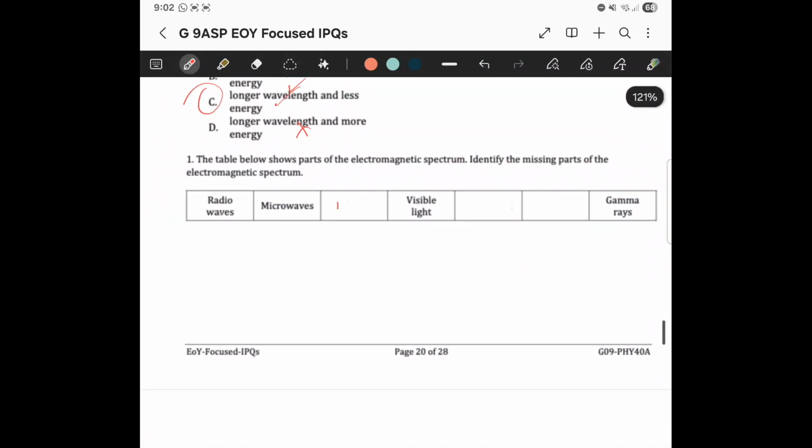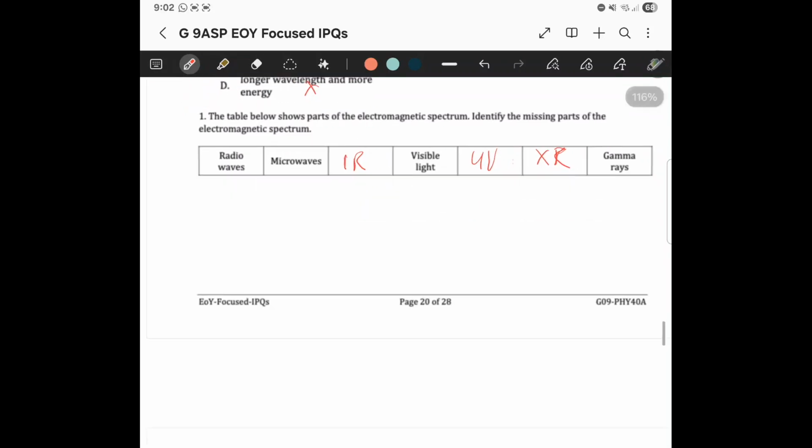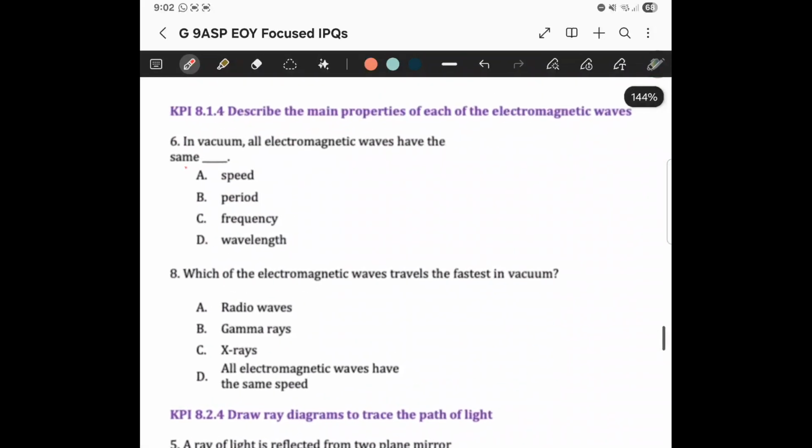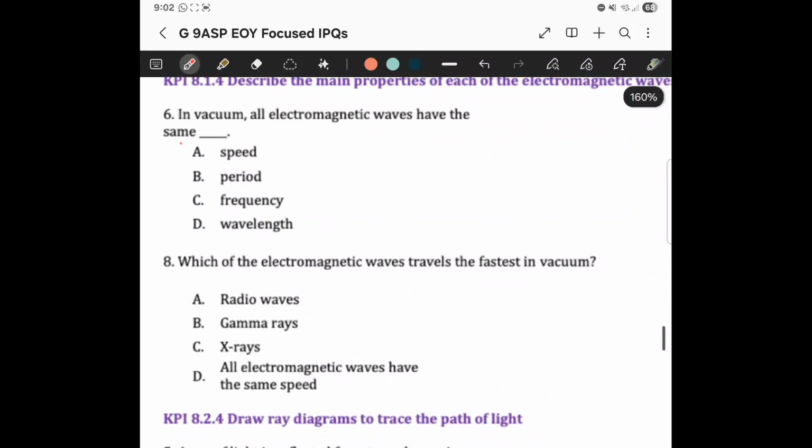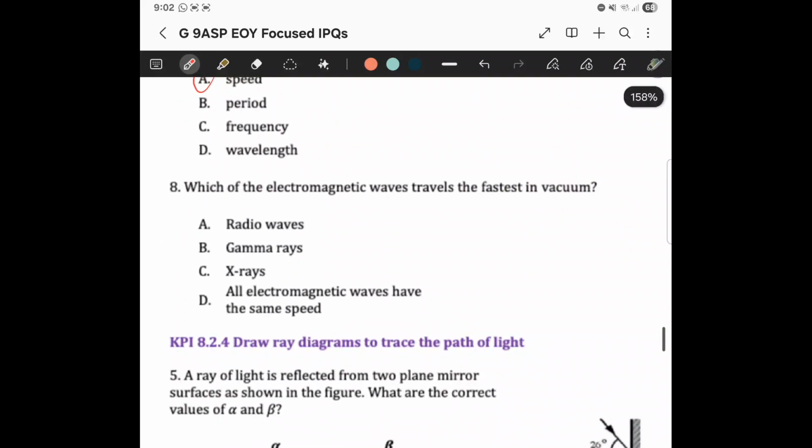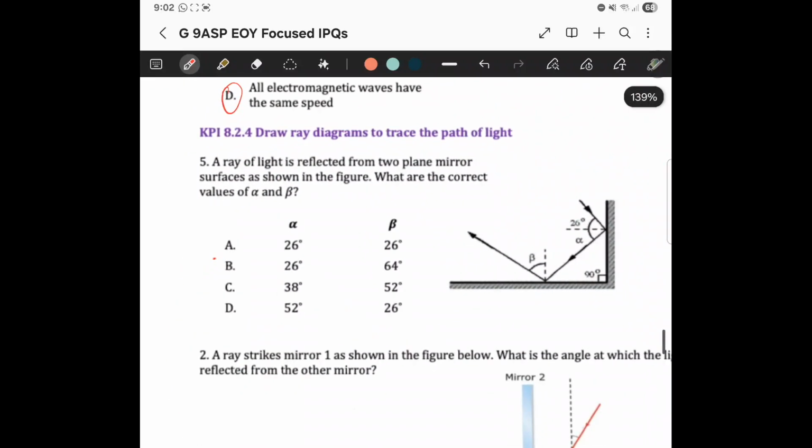So let's do that then. Radio waves, microwaves, infrared radiation, visible light, ultraviolet, X-rays, gamma rays. Very good. So that's the idea. Easy. In a vacuum, like in space, there is nothing blocking the electromagnetic waves from moving. They all will have the same speed. Which of the electromagnetic waves travel fastest in a vacuum? Trick question. They all have the same speed. Nice and tricky.